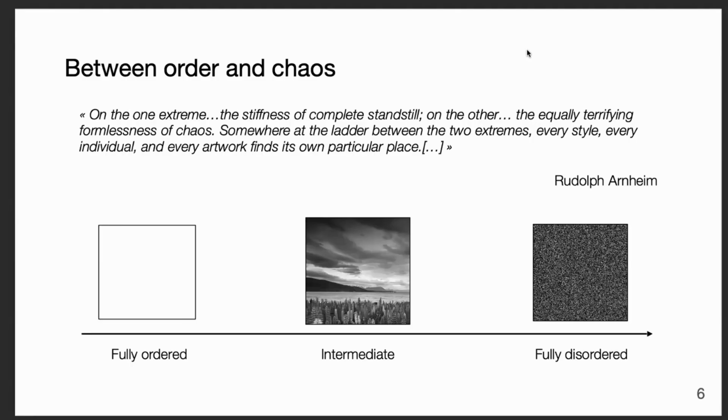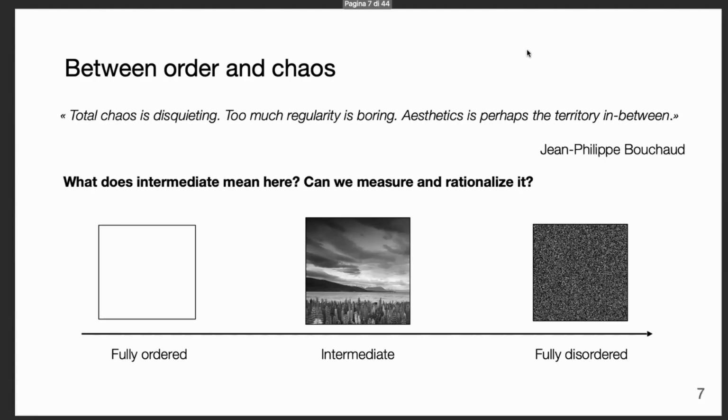So here it's a bit specific in this quote because it talks about artworks. This is not really the topic of our talk, but if I have to put it in a simpler sentence, made by a colleague of ours, Jean-Philippe Bouchot: total chaos is disquieting, too much regularity is boring, and aesthetics is perhaps the territory in between.